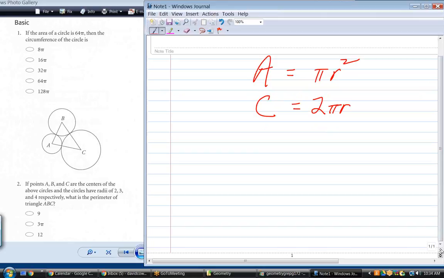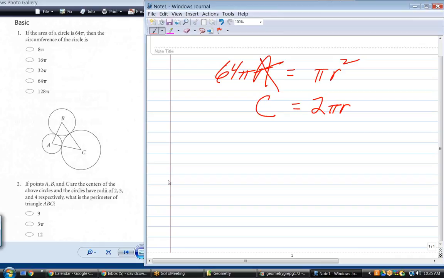So, okay, let's look at the first one. If the area of a circle is 64 pi, then the circumference of the circle is what? So you just do pi times 64 times. Hold on. Let's do this step by step, and let's know what we're going to do. We're going to use the fact that they gave us the area. So I'm going to fill that number in with 64 pi, and instead of writing area, I'm writing 64 pi because they told us that the area was 64 pi.